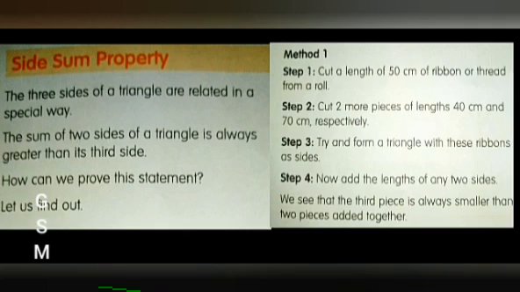Side sum property. The three sides of a triangle are related in a special way. The sum of two sides of a triangle is always greater than its third side. How can we prove this statement?